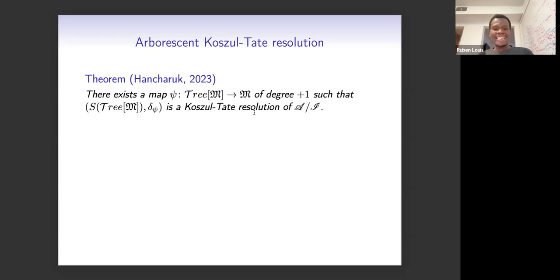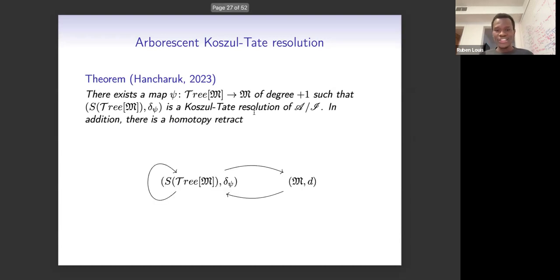Moreover, this resolution comes with a homotopy retract. So we get a homotopy retraction on M. Because M is a resolution of A over I, the same for the symmetric algebra of the tree, given by M and delta psi, you get a retraction between them. And this retraction is very explicit. I don't want the formula here, but it's given by using operations on the trees, an inclusion, and a projection on M.